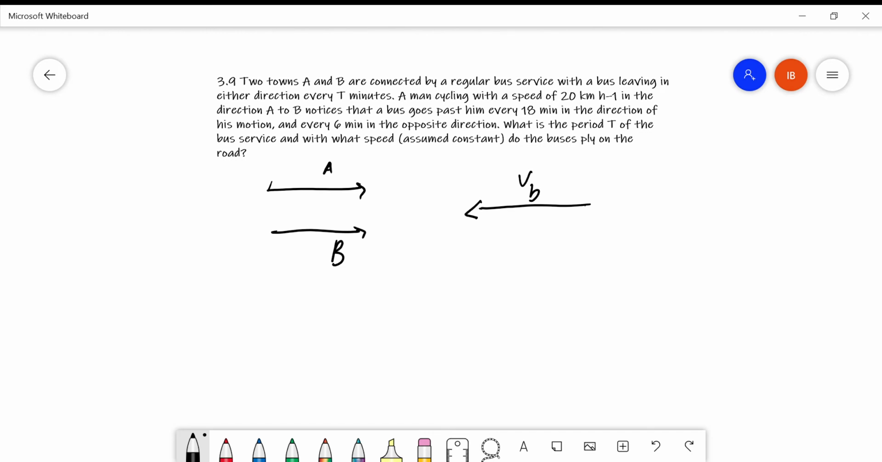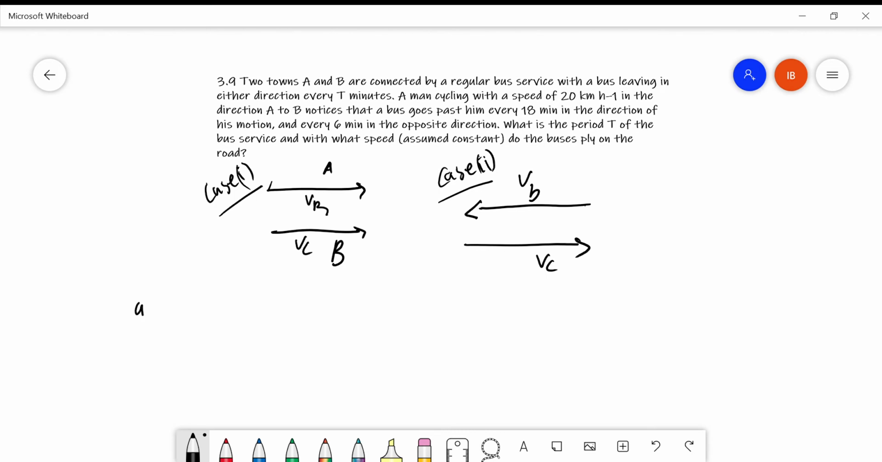So there are two conditions: either the cyclist is moving along with the bus. This is case 1, and this is case 2, where the cyclist is moving against the direction of the bus. VC, this is VP, this is VC.